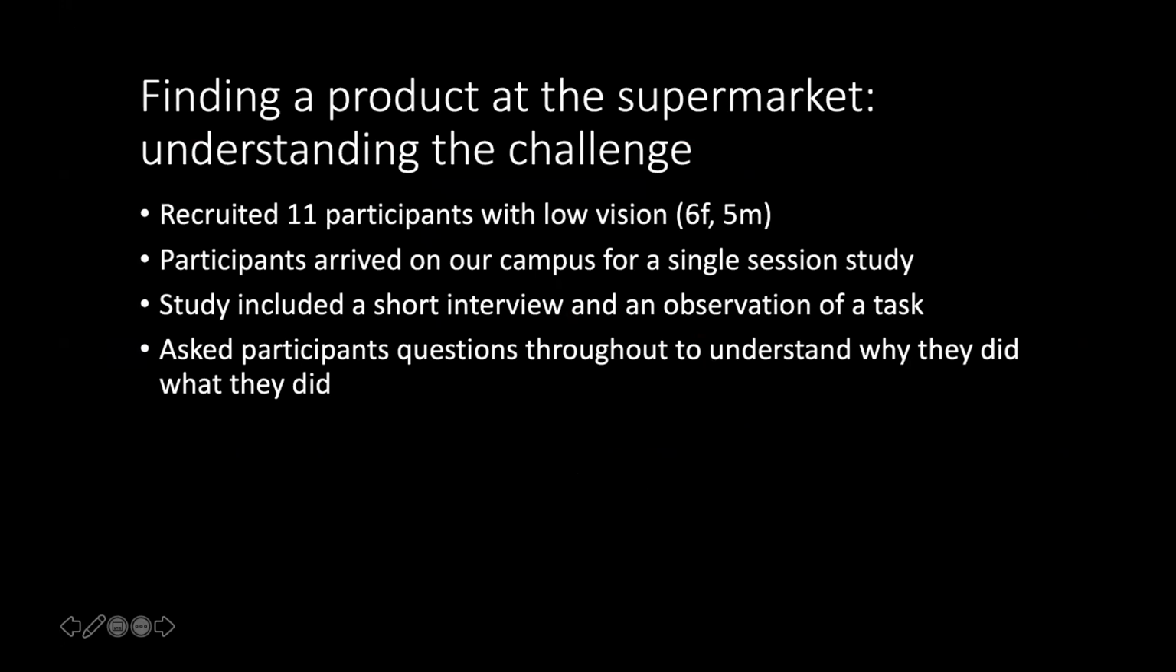All right, so let's start with the first task, finding a product at the supermarket. And the first thing that we do whenever we try to design some technology for people is to first understand people's experiences and specifically the challenges that they are experiencing. To do this, we conduct a study. So in this case, we recruited 11 participants with low vision. 6 of them were women, 5 were men. And these participants arrived at our campus for a study that had a single session.